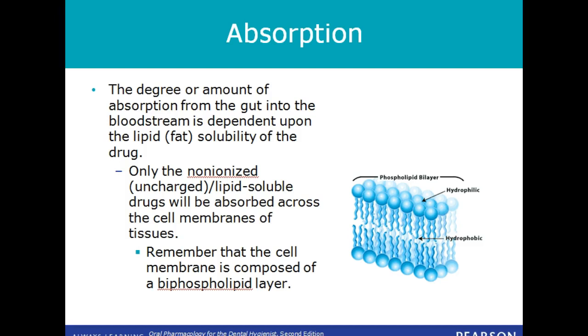How much of a drug is absorbed from the gut into the bloodstream depends upon the pH, pKa, and fat solubility of the drug. Because cell membranes are composed of 2 phospholipid layers that face each other, with the hydrophilic or water-loving head facing the blood, plasma, and the cytoplasm, the hydrophobic tails face each other. The hydrophobic tails are made of fatty acids, which are basically lipids. Therefore, any drug that is fat soluble, that is lipid soluble or lipophilic, can pass through cell membranes more easily.